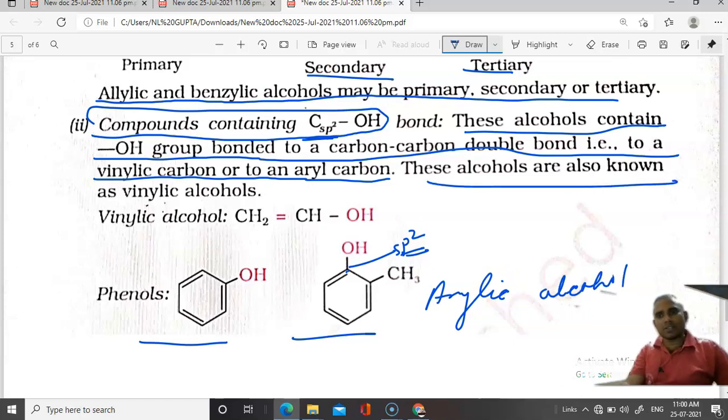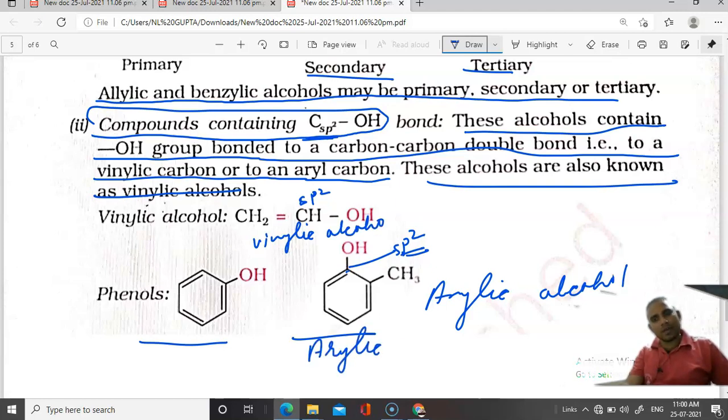These alcohols are also known as vinyl alcohol. If it is directly attached to an sp2 hybrid carbon, you can see sp2, this is known as vinylic alcohol, and this is known as arylic alcohol. Arylic alcohol means, for example, phenol, and this is vinylic alcohol.